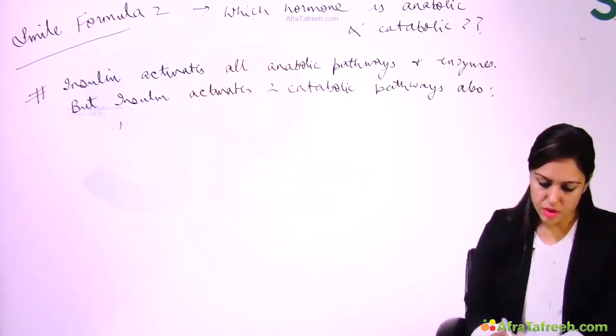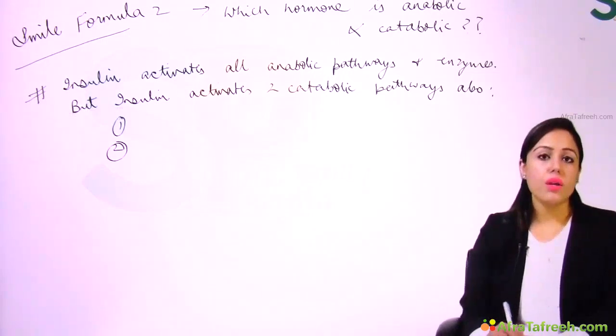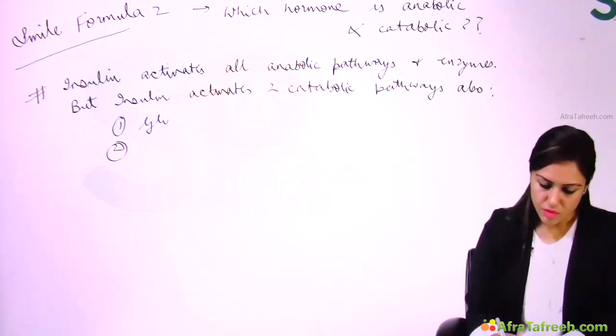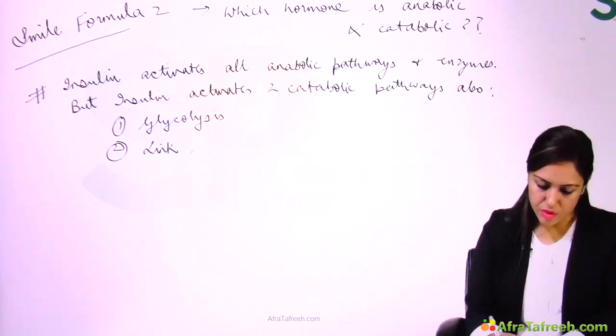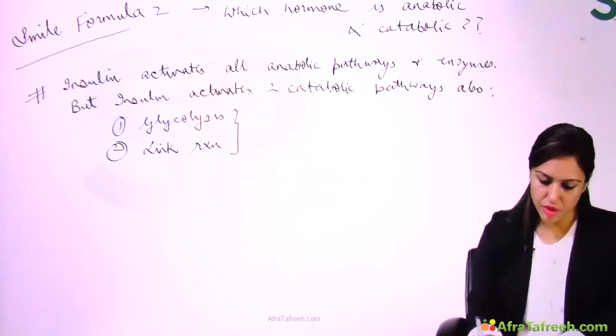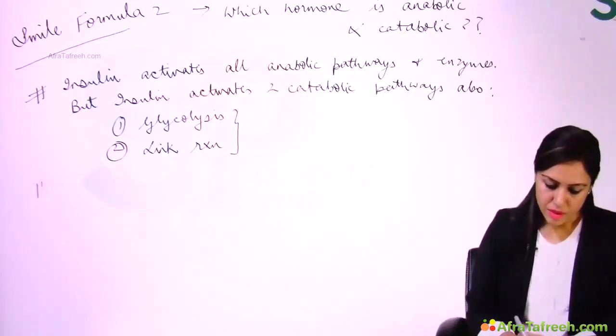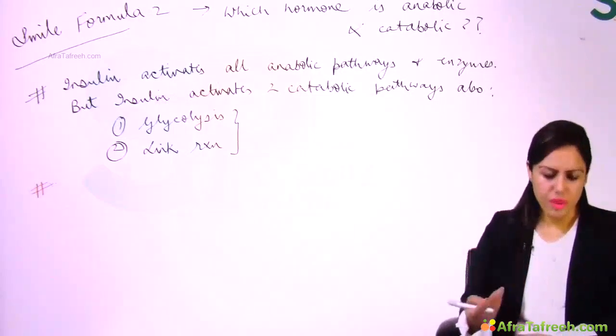Insulin activates all anabolic pathways, and also two catabolic ones are activated. Which are these? These are glycolysis and link reaction, right? So insulin will activate all these. So the exact opposite formula, very easy to write.